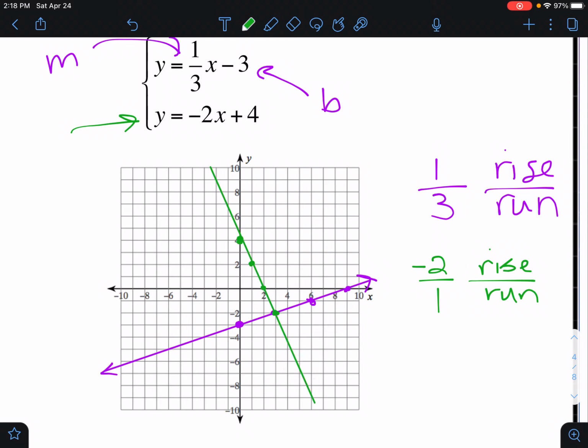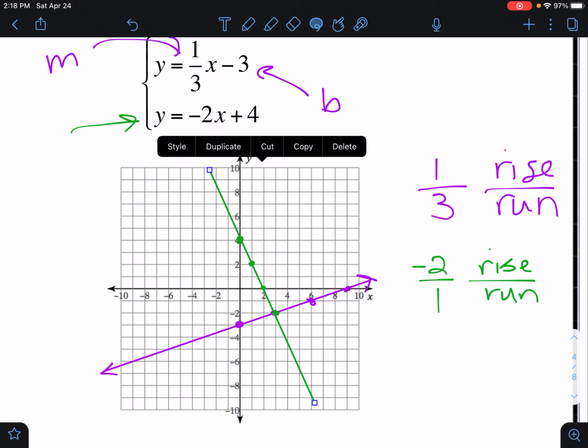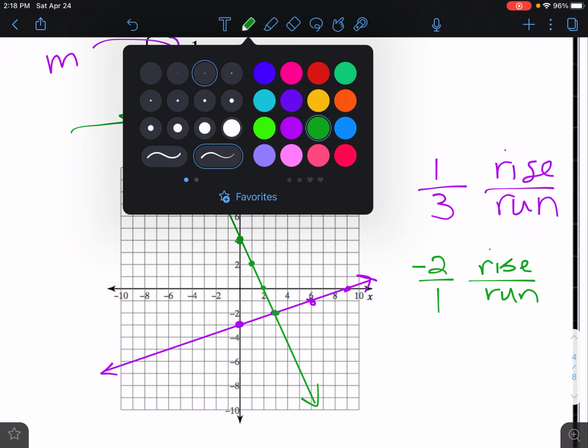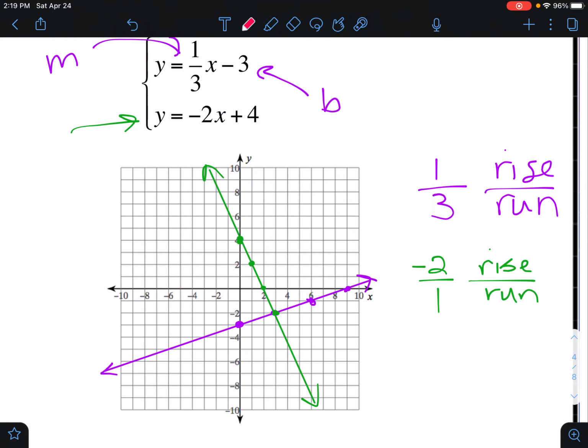And maybe I need to make a quick adjustment. So I do that, and there we go. And now, where do they cross? Well, they cross at that point where they intersect there. Looks to be, let's see, let's make it a different color.